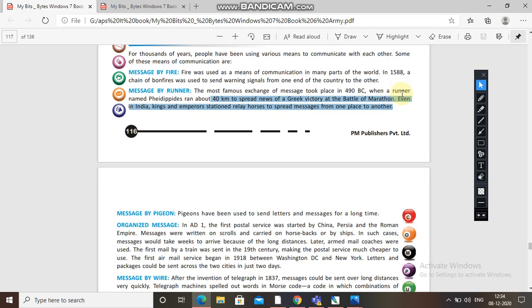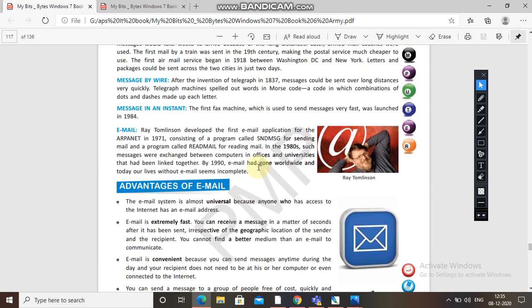Letters and packages could be sent across the two cities in just 2 days. In between 2 days only, they were sending the messages. Now, message by wire. After the invention of the telegraph in 1837, messages could be sent over very long distances very quickly. Then message in an instant.